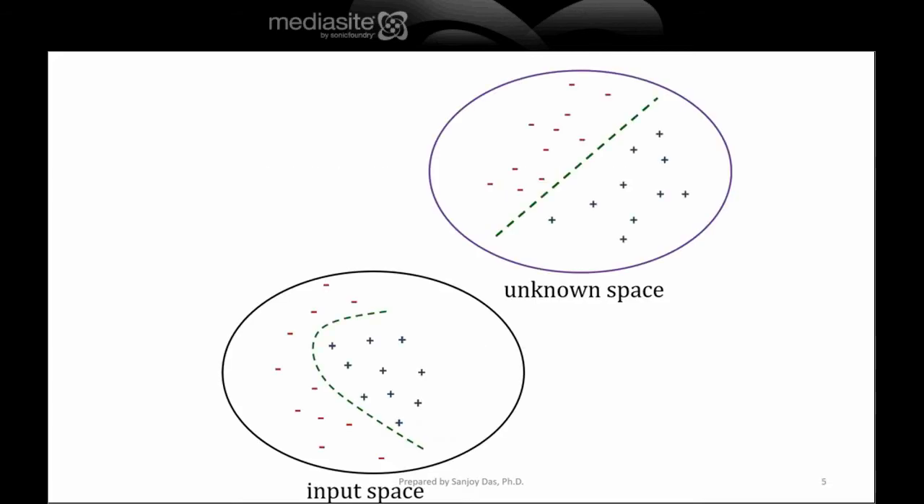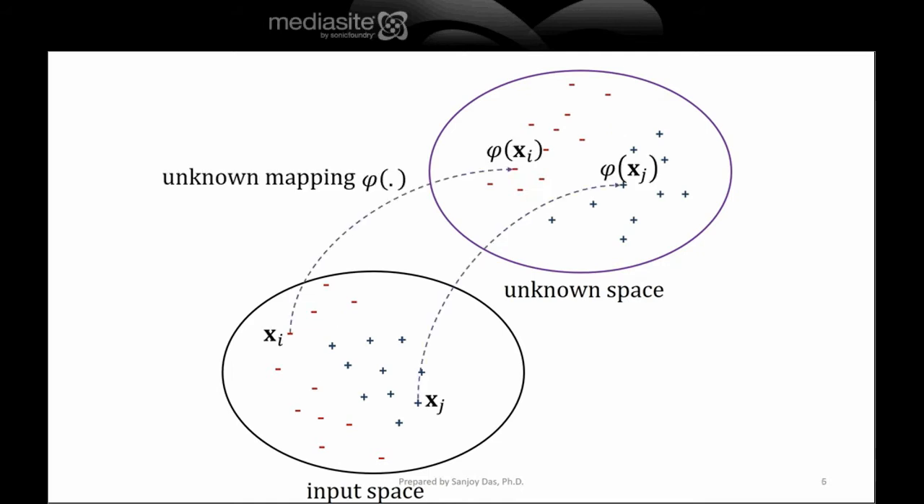So this is the input space on the bottom left where the points are not linearly separable, and this is some unknown space where the points are now linearly separable. And therefore, we need to have some mapping phi from points xi, xj to phi xi, phi xj in the unknown space. And let this mapping be unknown because the space is unknown, so the mapping is unknown.